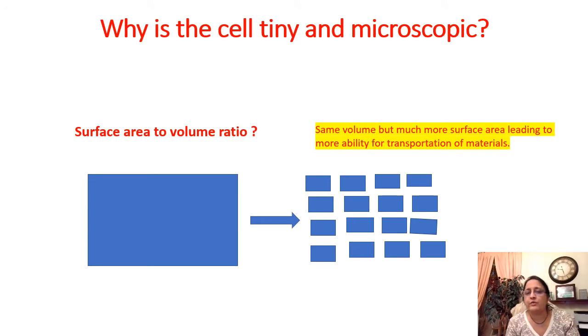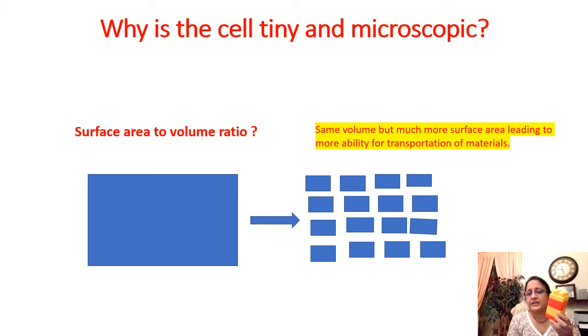Since the cell is too small, we can't see it with our naked eye. We need to use the microscope to observe it. The reason behind the small size of the cell is that our cell has the biggest task of receiving as well as transporting materials within the cell and in and out of the cell. The smaller the size, the more efficient it is in doing that function. So let's take an analogy comparing a large cell to small cells.